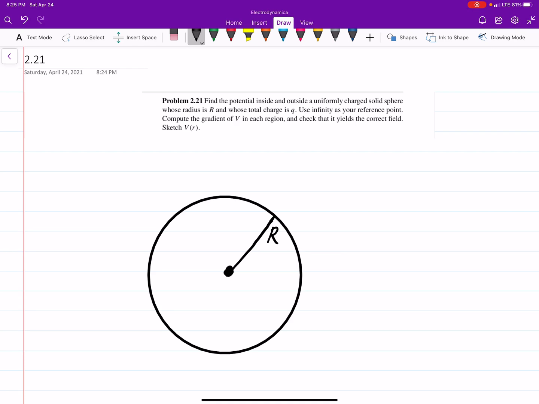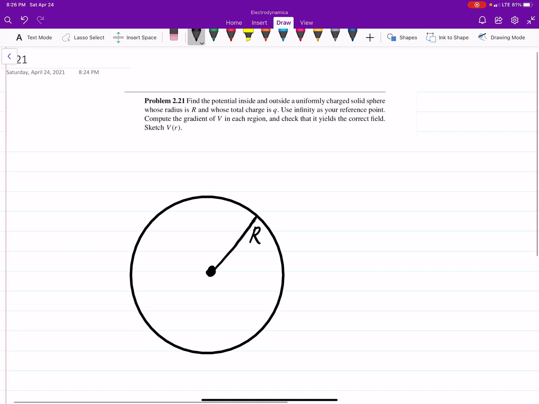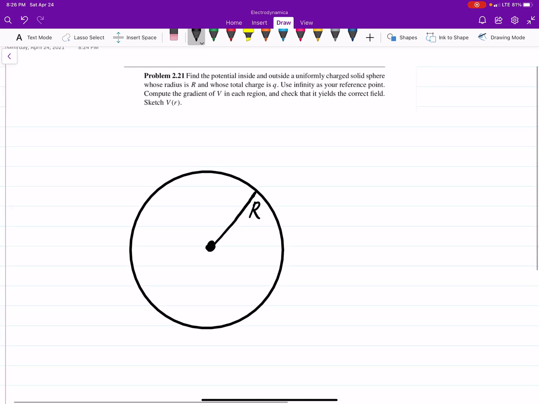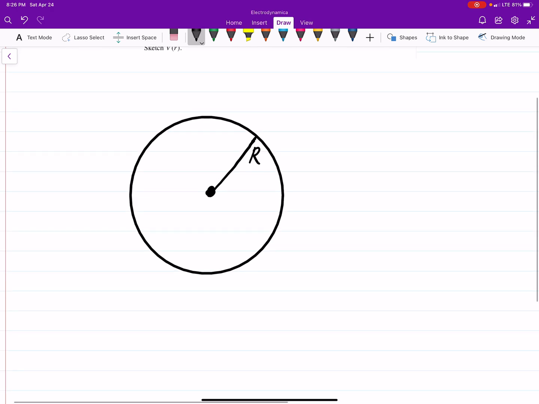Okay, so this is problem 2.21 out of Griffiths, and it wants us to find the potential inside and outside a uniformly charged solid sphere whose radius is R and total charge is Q. Use infinity as your reference point. You could calculate the gradient of V to check your answer, but the way that I'm doing this, it doesn't really make a lot of sense.